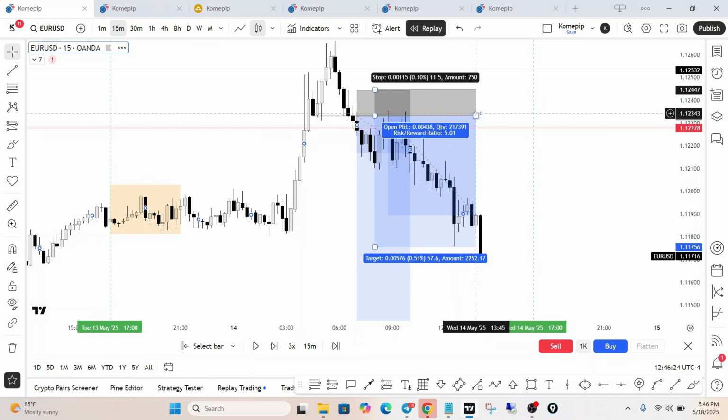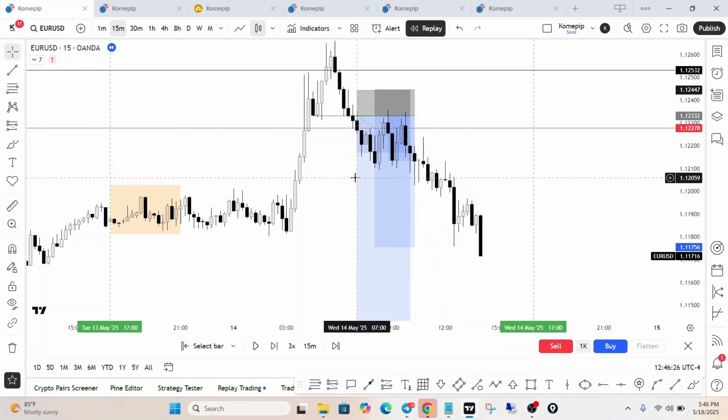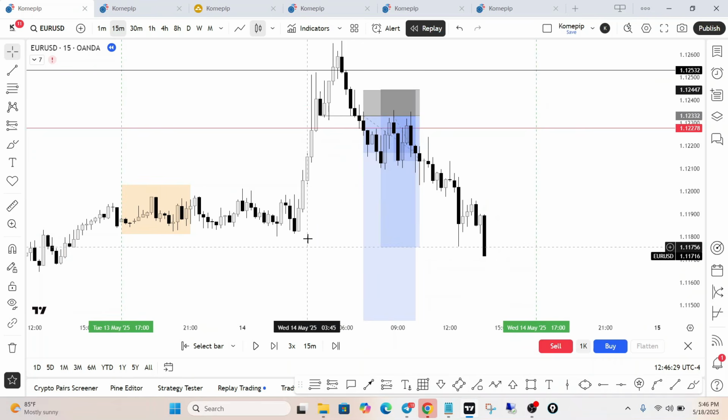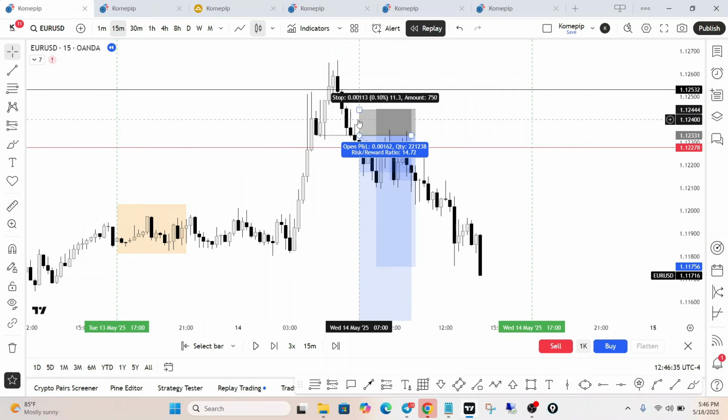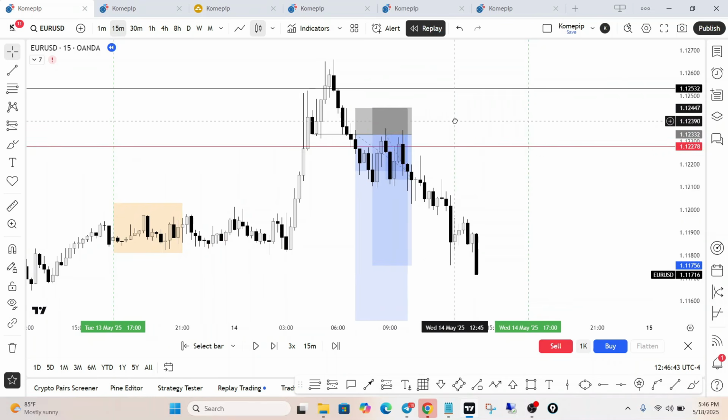Nice 1 to 5 risk to reward ratio, and believe me, this is effortless. When price was going up from this zone, I wasn't interested in taking any buys, right? I wasn't interested because I knew that price is going to fall like a knife. So what I did was wait and see exactly what price is doing.